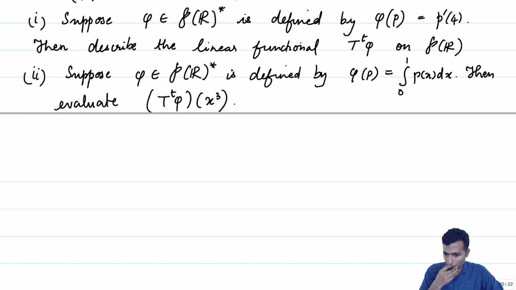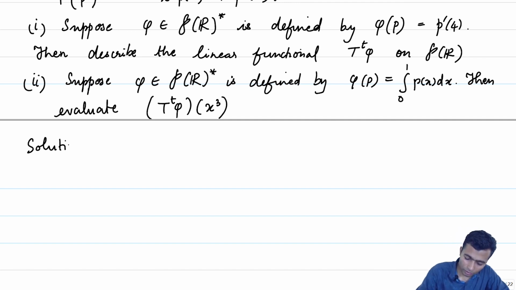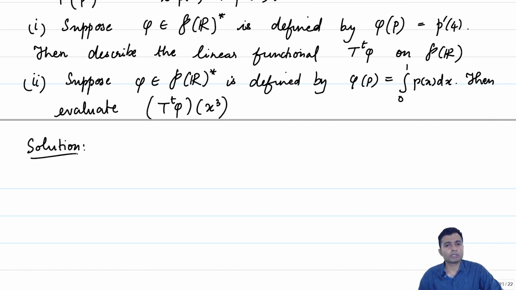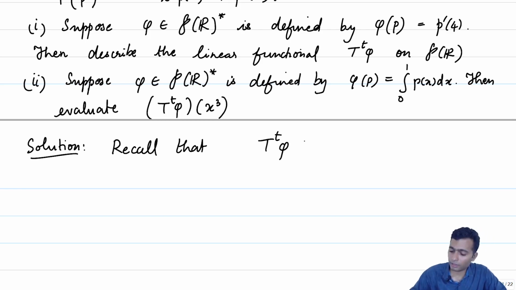This number is what we have to evaluate. So we should get back some element in R, right? So this will clearly be some element in R. Okay, so let's solve for it. Let's recall the definition of T transpose. Recall that T transpose phi is just defined to be phi composed with T.